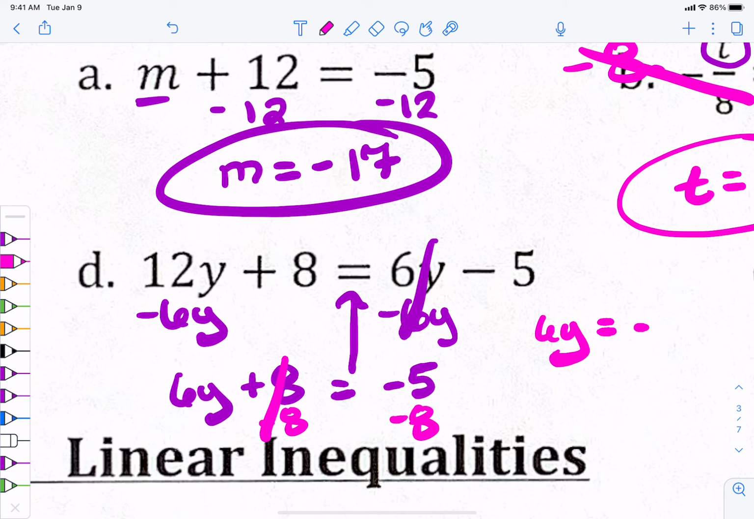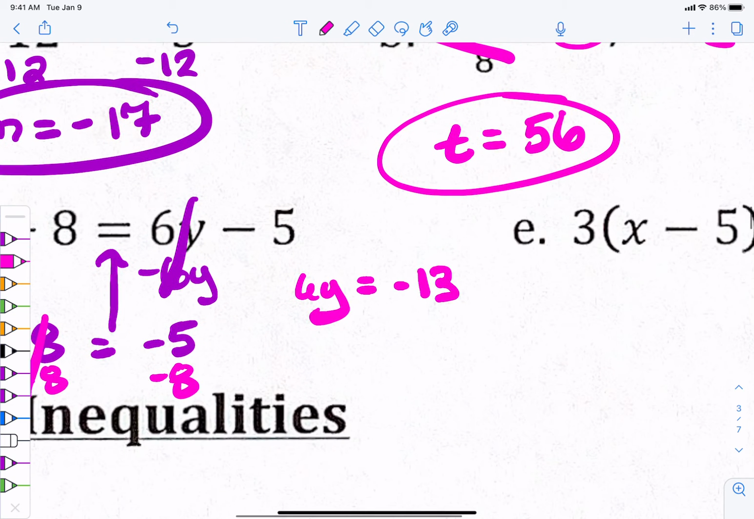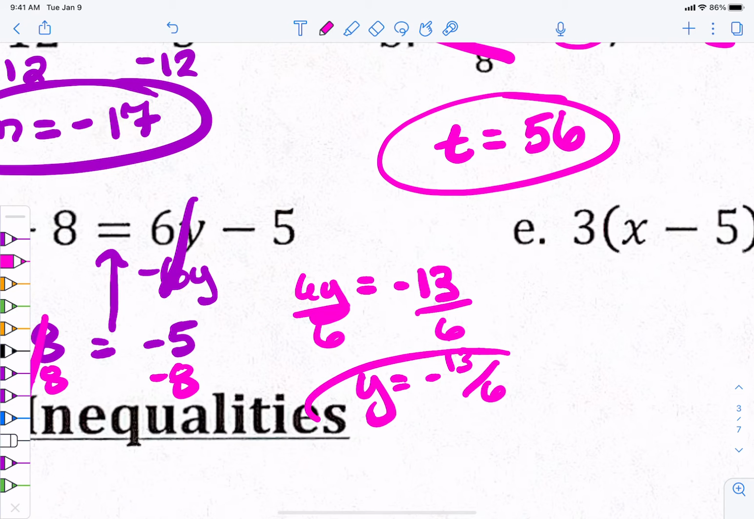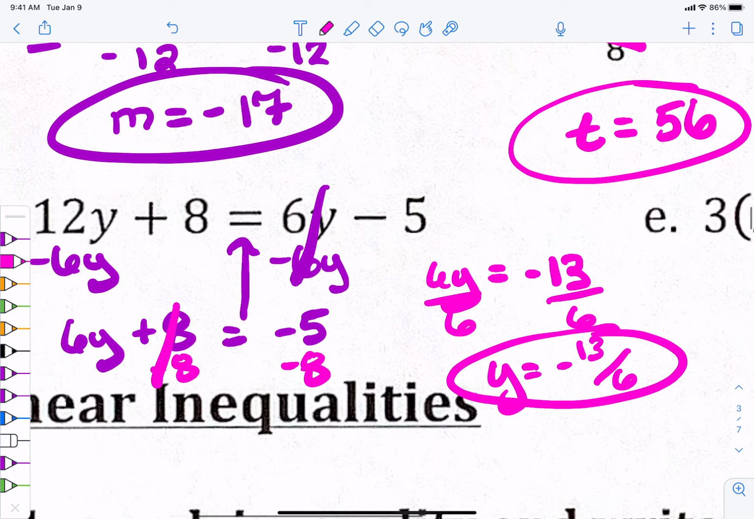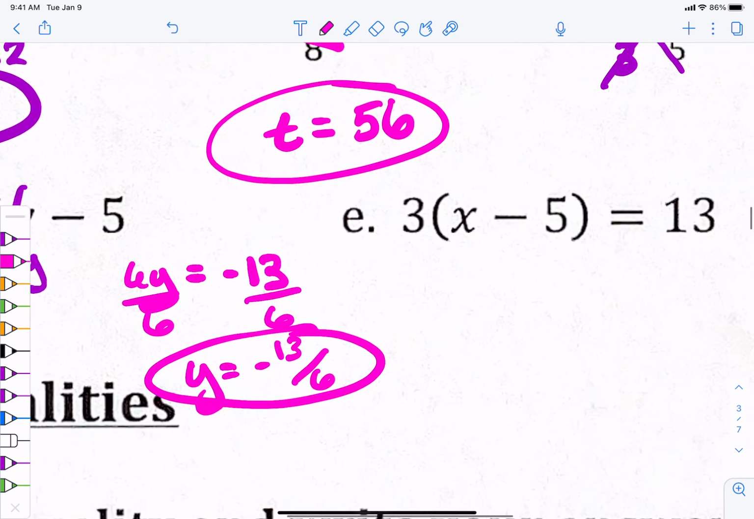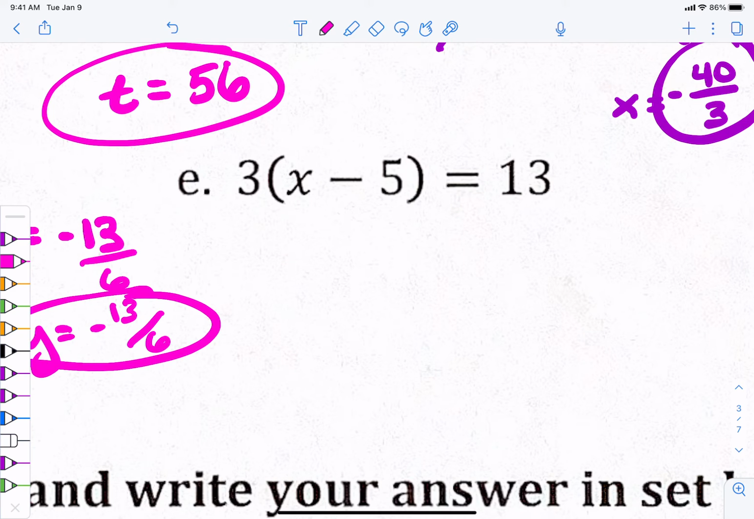6y equals negative 13, you said? And then divide by 6. We'll just leave it as negative 13 over 6 because it doesn't come out nicely. Or negative 2 and 1/6. I'm so smart. Something like that. My bubble isn't working very well. There we go. Okay, happy with that? Get the variables to one side, the numbers to the other side. Good?